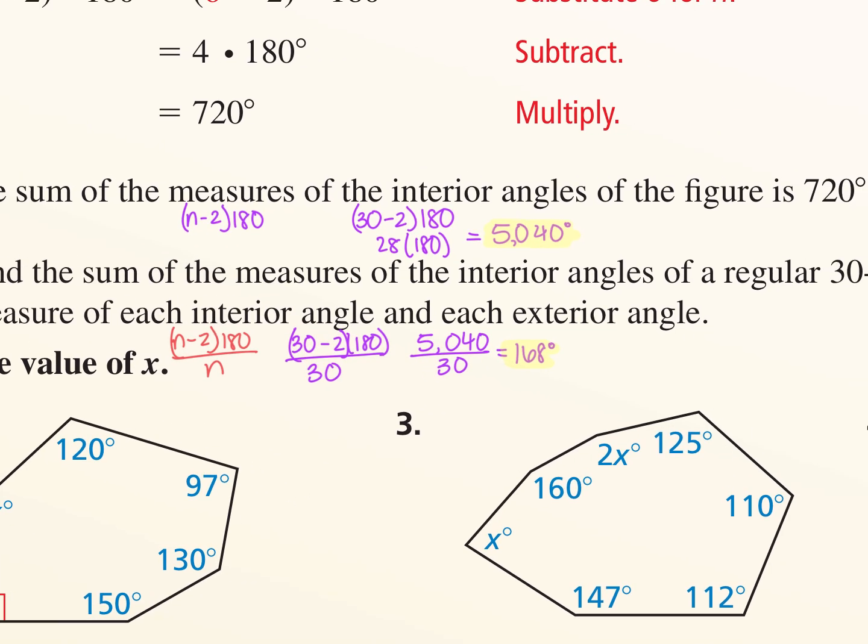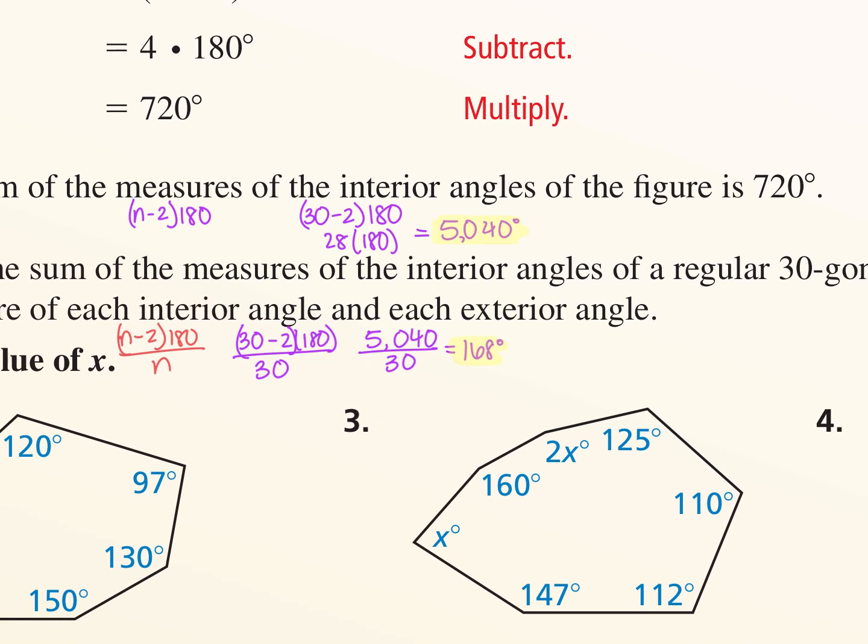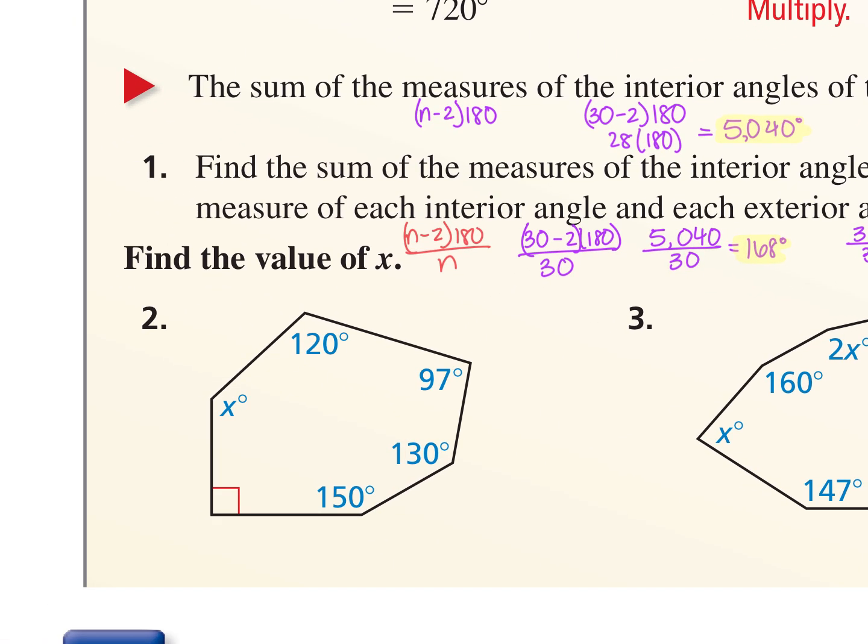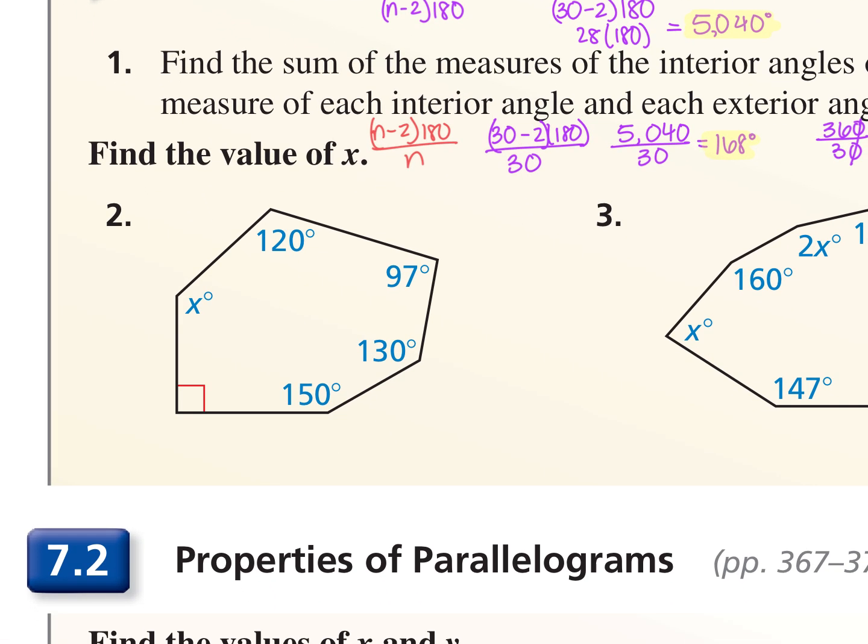Okay, exterior angles. Exterior is always going to equal 360. So I'm taking 360 and dividing it by the number of sides, which is 30. If I simplify that, I'm going to get 12 degrees. So I have 12 degrees for my exterior angles. Okay, that's for number 1. There's 3 answers.